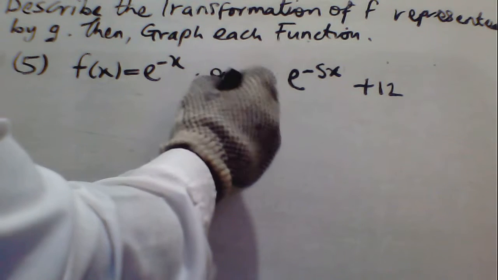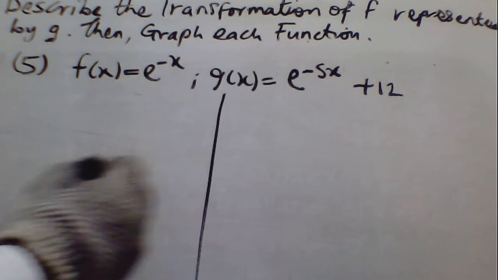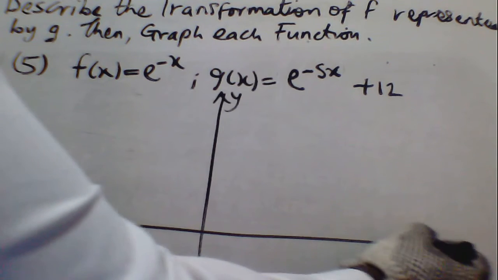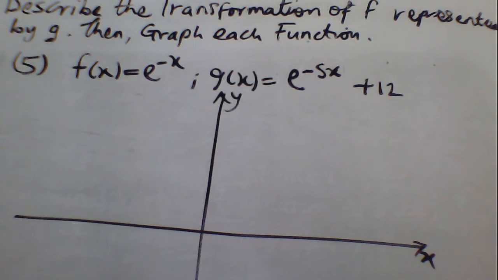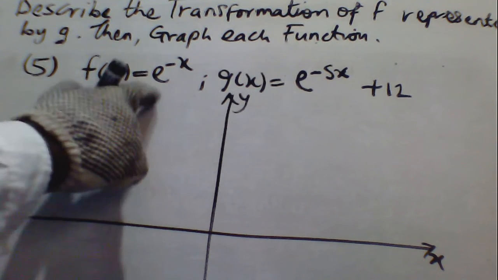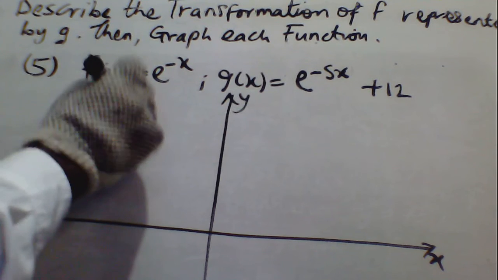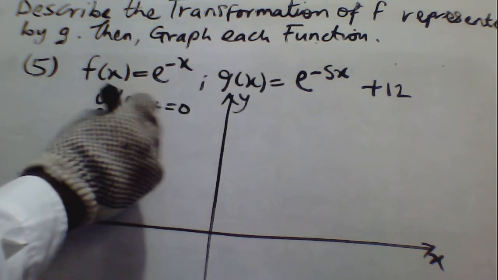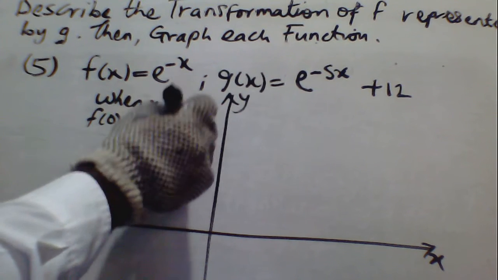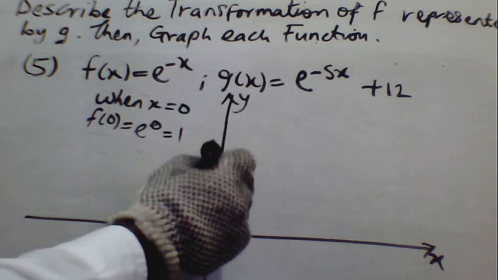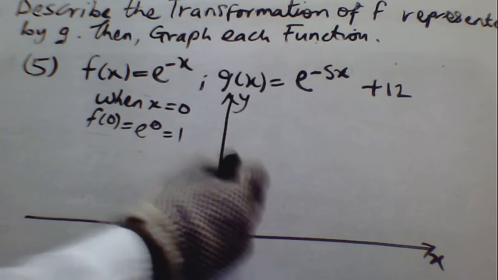So draw your vertical Cartesian axis. Here is y, here is x. Well, first, if you're looking at this f, when x is equal to 0, we have already done this several times. x is equal to 0, f of 0 is equal to e raised to power 0. e raised to power 0 is equal to 1. So it will start from 1. It will start from here.